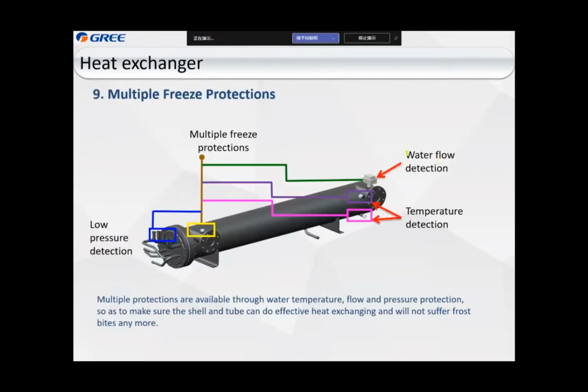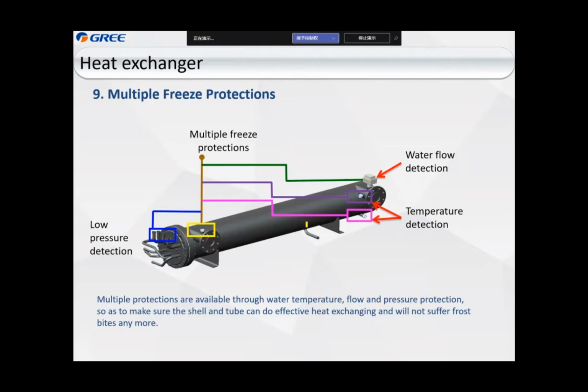And for the heat exchanger we have multiple freeze protection. We see in this picture: low pressure detection, a low pressure switch, and a water flow switch that can detect the water flow, and temperature detection. Once the temperature is too low, the unit will protect itself. This is a protection for the heat exchanger. All this protection can avoid freezing of the shell. It's more reliable.